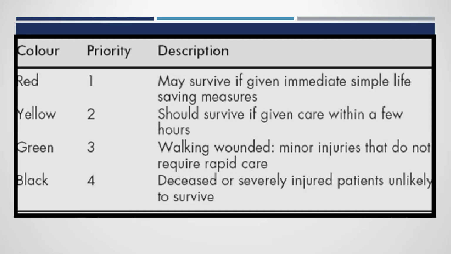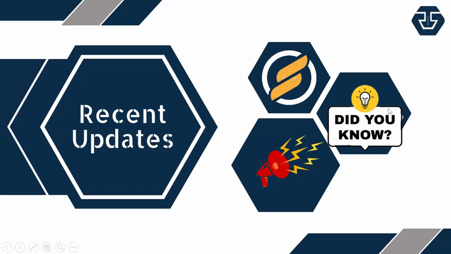So with the color coding, priority 1 is color coded red, who may survive if given immediate simple life-saving measures. Priority order 2 is for yellow, who should survive if given care within a few hours. Priority order 3 is color coded green, who are the walking wounded, with minor injuries that do not require rapid care. And priority order 4 is coded as black, which are the deceased or severely injured patients unlikely to survive. Now it's time for the recent updates.